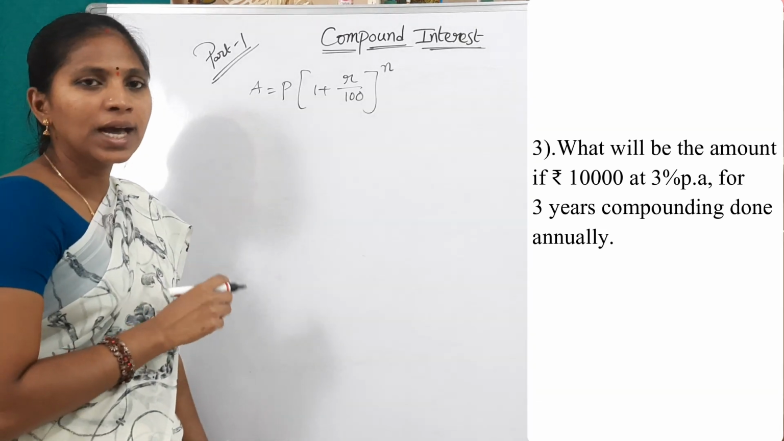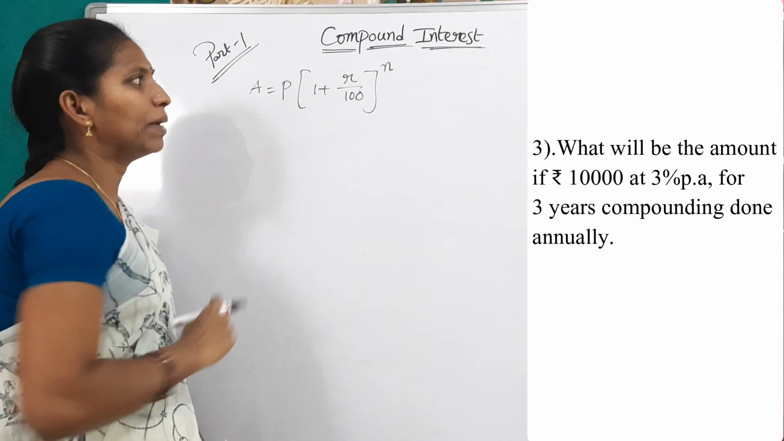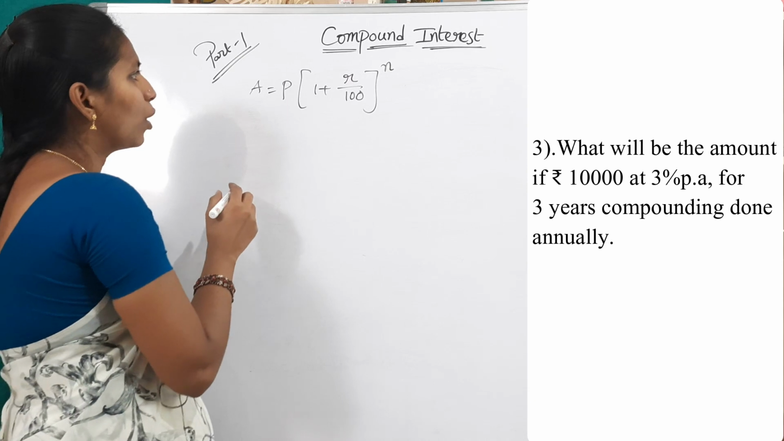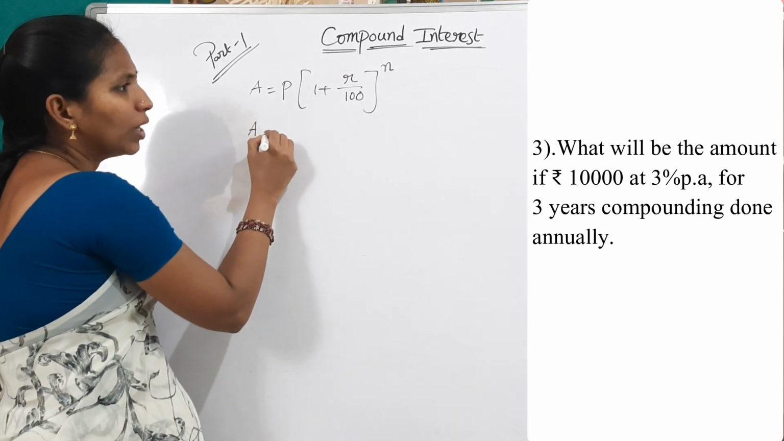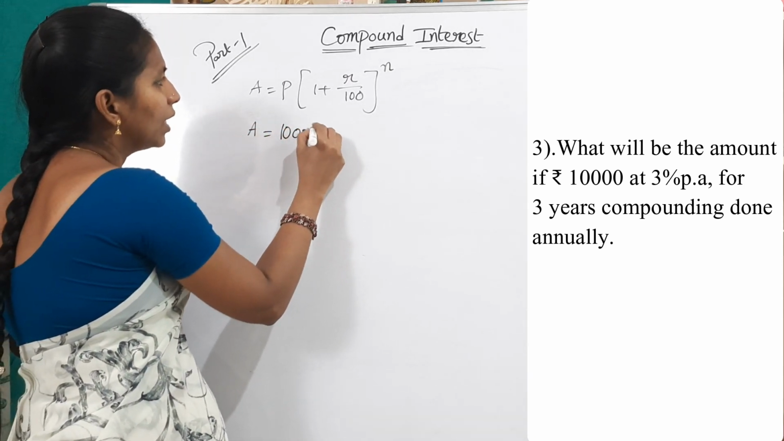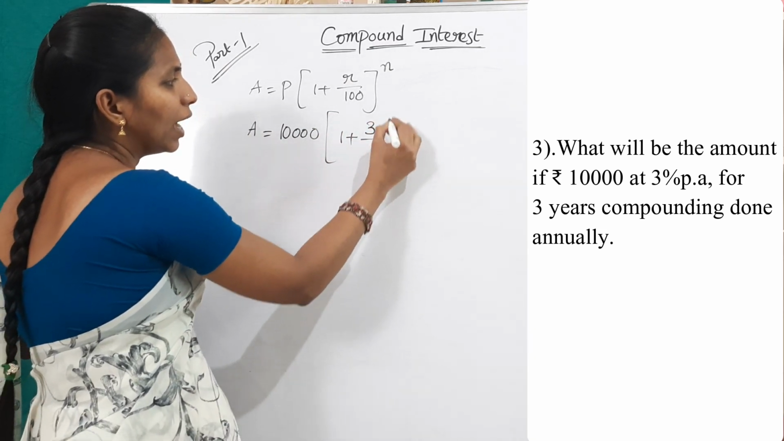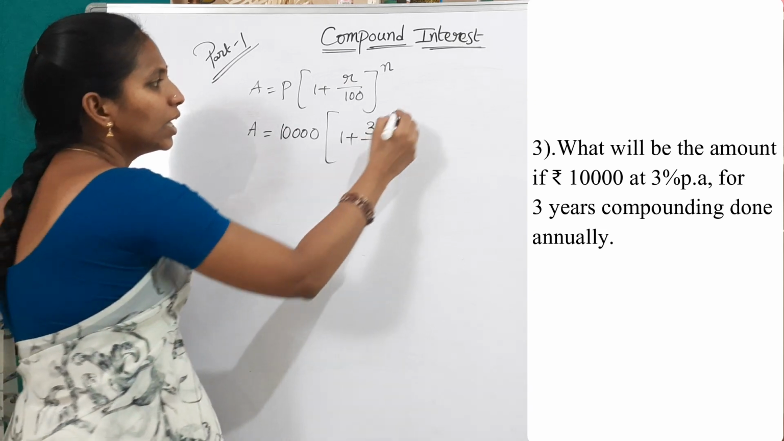Here formula is amount A equal to P into 1 plus R by 100 whole to the power of n. Substitute the values in this formula. We don't know amount. What is the principal value? 10,000. 1 plus, what is the R value? 3. 3 by 100. For how many years? 3 years.